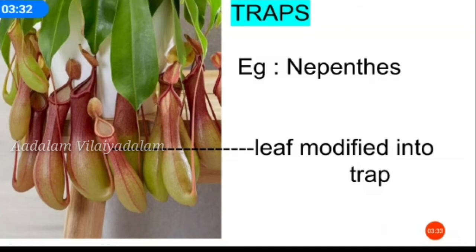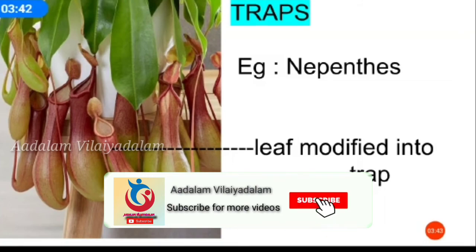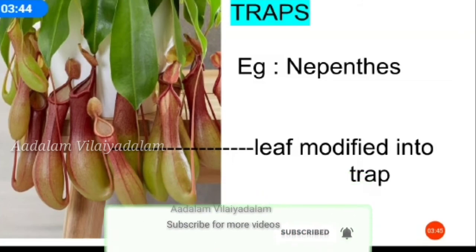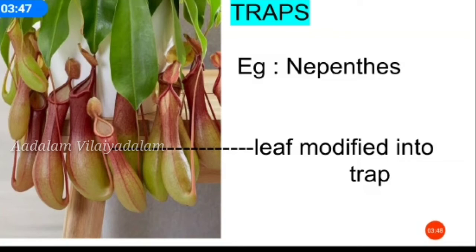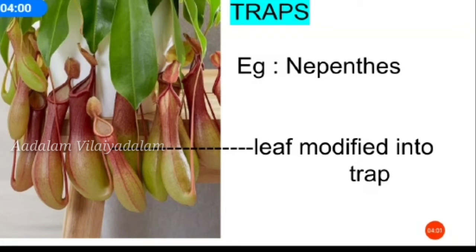In these plants, the leaves are modified into traps. These traps look like a flask. Inside this flask, there are some chemical substances containing digestive enzymes. When the insects reach the leaf, the leaf traps the insects and the insects are digested by the digestive enzymes inside the flask. In this way, these plants compensate their nitrogen deficiency.